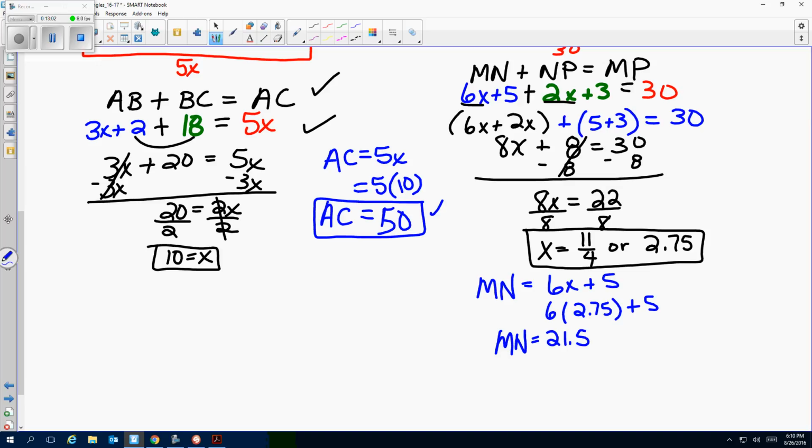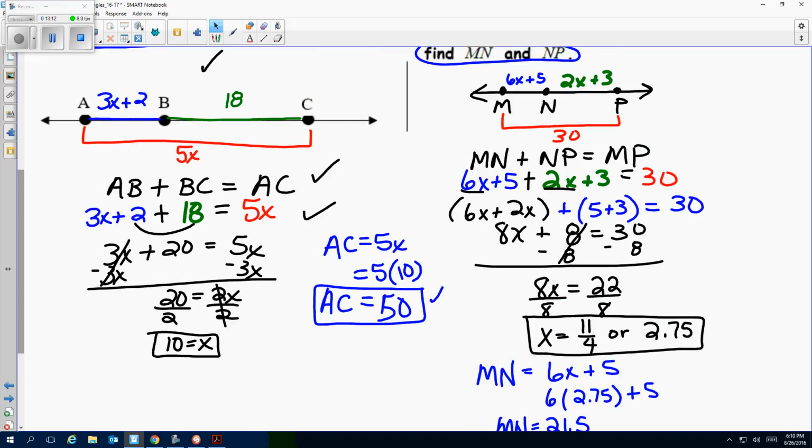So we're going to work smart, not overwork. What you need to do is think about this. If I go back to our picture up here, I already know that this little part right here, MN, is 21.5, okay? Then what could I do to get that missing segment? Exactly, if you said subtract it from 30. So go ahead and subtract it from 30 and give me the value of NP.